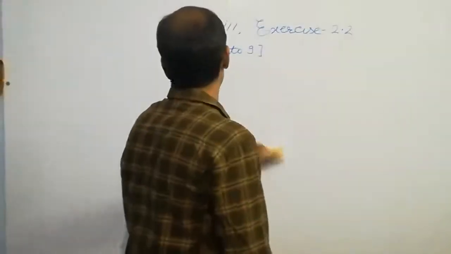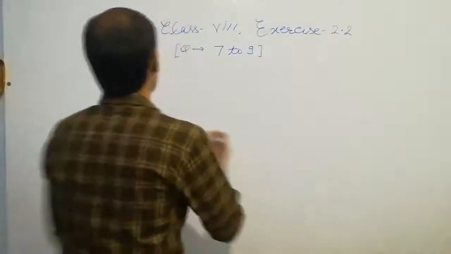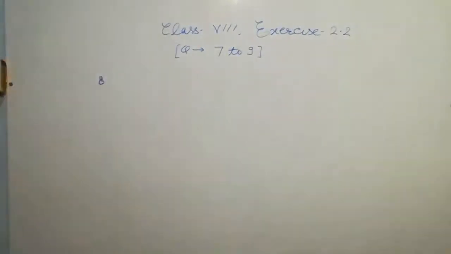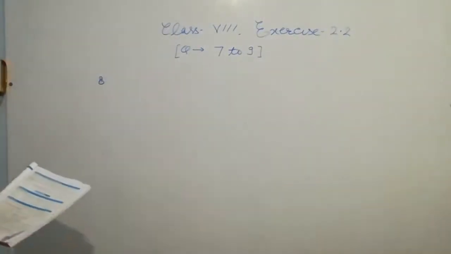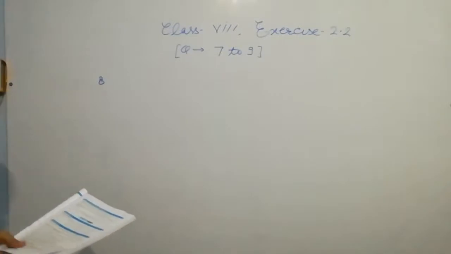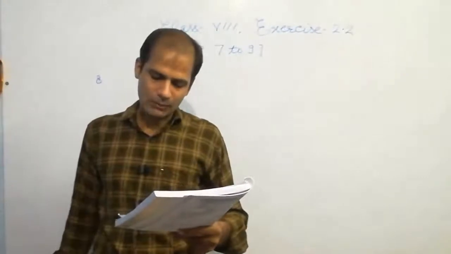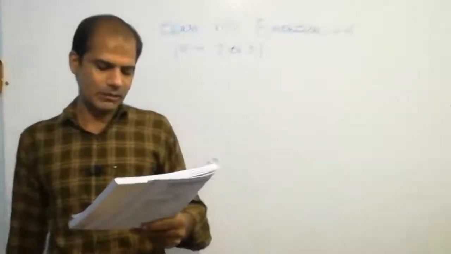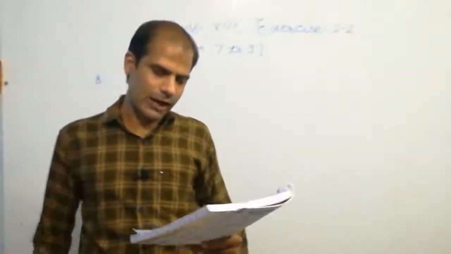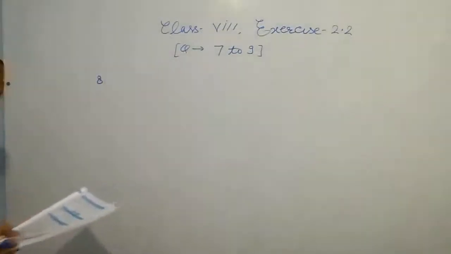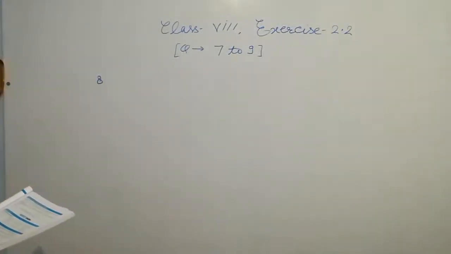Now I am going to solve question number 8. So the 8th question is, 3 consecutive integers are such that when they are taken in increasing order and multiplied by 2, 3 and 4 respectively, they add up to 74. Find the numbers. So the right approach is 3 consecutive integers.